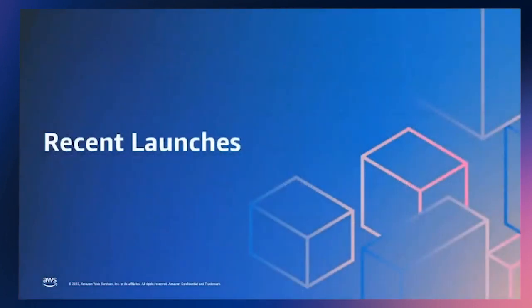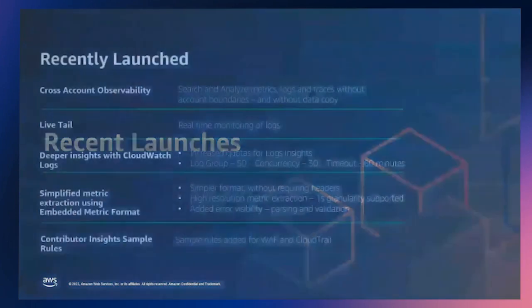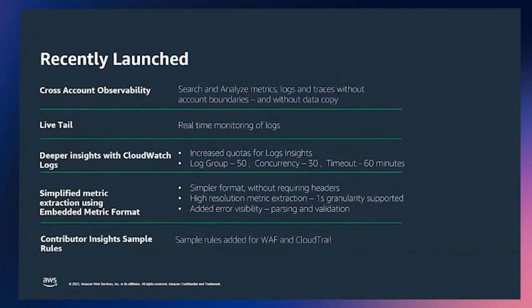Before we take a look at the demo, I wanted to touch on some of the key recent releases. Let's first start with cross-account observability. At re:Invent 2022, we introduced Amazon CloudWatch Cross-Account Observability, a new capability to search, analyze, and correlate cross-account telemetry data stored in CloudWatch such as metrics, logs, and traces. You can now set up a central monitoring AWS account and connect your other accounts as sources.